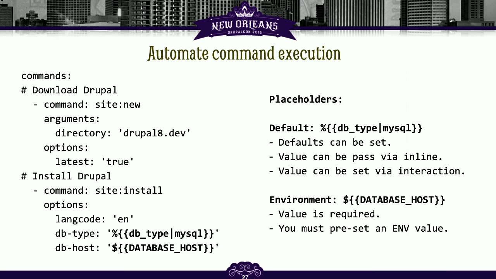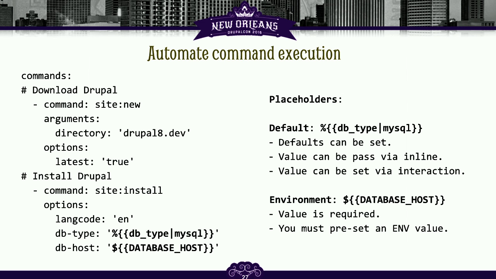In this case, what is happening is I want to run site new, which basically will download Drupal for you. Then I'm setting the argument, in this case, Drupal 8.dev, which means I want to use this directory to download my project. And instead of passing a version, so you don't have to force this to a specific version, you can say something like latest equals true, which means it will download the latest version for you. And you can do this for every single Drupal Console command.